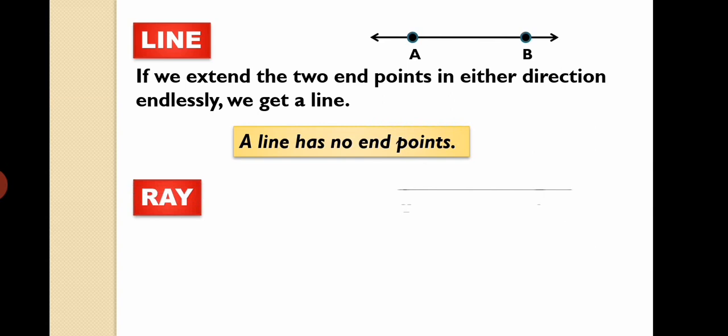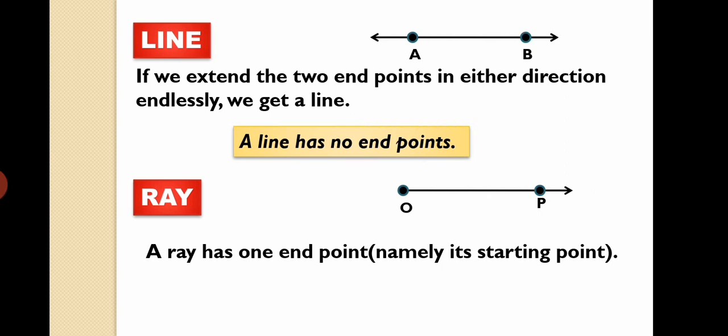Ray. Here OP is showing a ray. A ray has one end point, namely its starting point. In this diagram, O is the starting point and we can extend this line from O to P only in one direction.